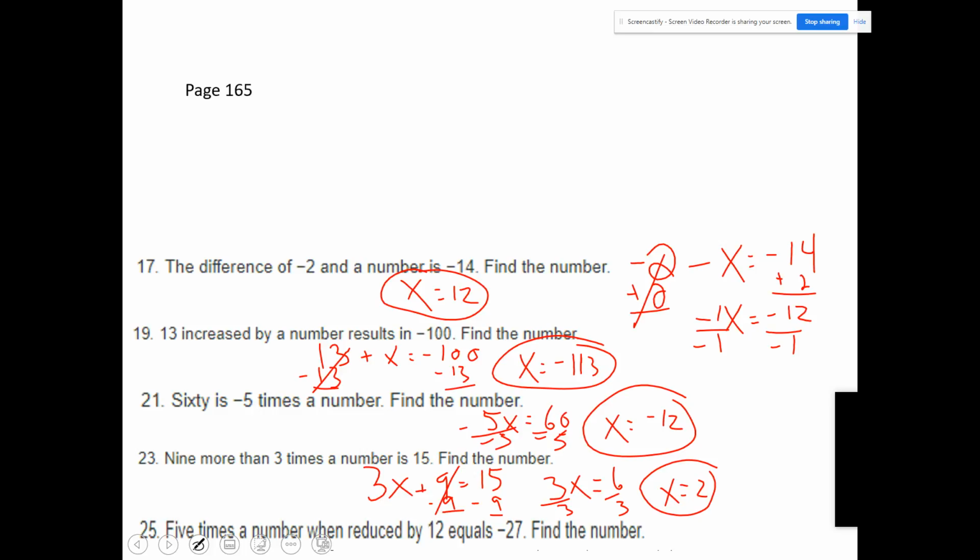And for the last one, 5 times a number when reduced by 12 equals negative 27. Reduced means subtraction. We add 12 to both sides, and we're going to get 5x equals negative 27 plus 12, which is negative 15. And running out of room, but you would divide both sides by 5, and your answer would be negative 3.